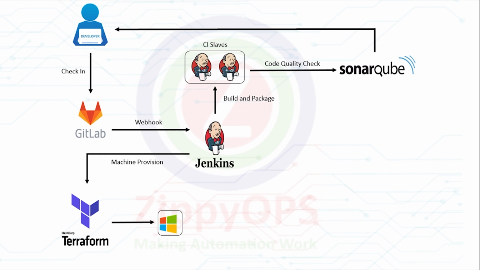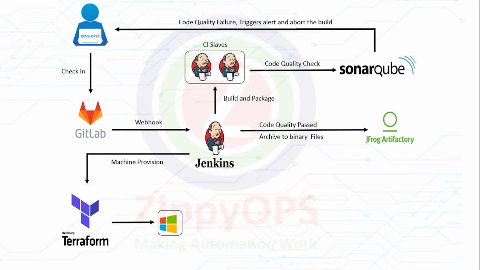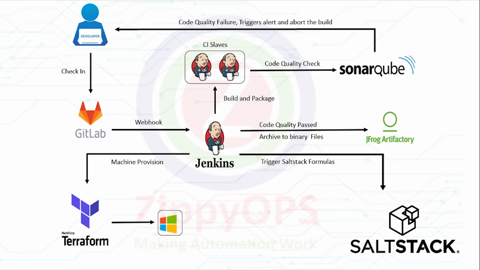When the code doesn't meet the quality standards, an alert mail will be triggered to the development team, and the pipeline will be aborted. Once the code meets the quality standard, the archived .NET application package will be pushed to the JFrog Artifactory repository. In the final stage, Jenkins will execute the SaltStack formulas from SaltStack master, which will perform the below tasks on the target server.